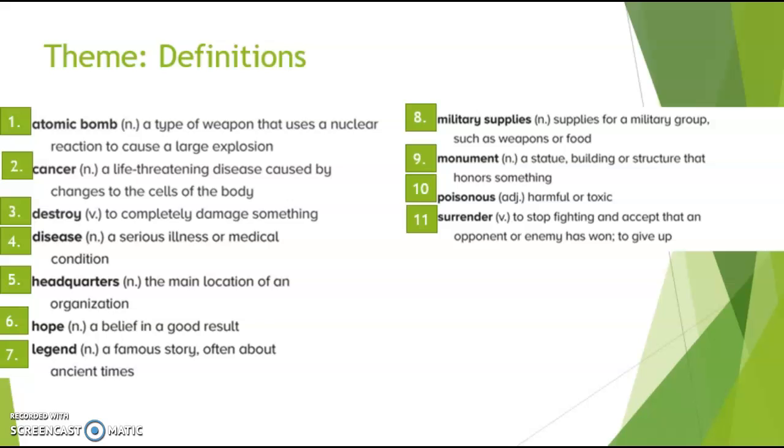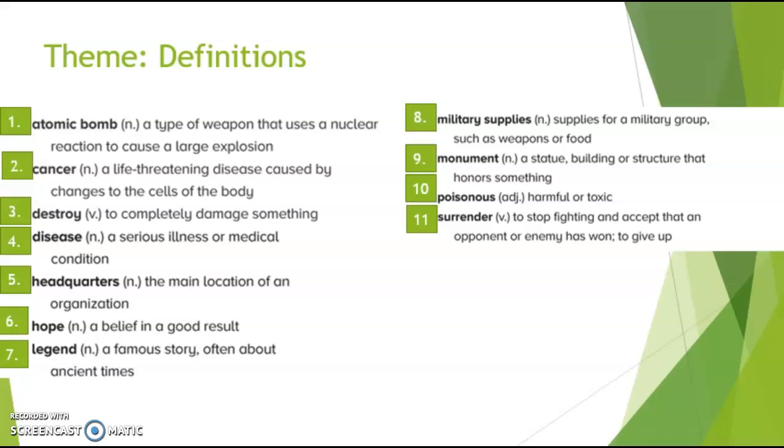The second word is cancer. You know, cancer is a disease, es una enfermedad, okay? It's a life-threatening disease caused by changes to the cells of the body. So if you know someone that has cancer, you may know that they need to take a special treatment to try to treat their disease. Utilizan un tratamiento especial para tratar su enfermedad.